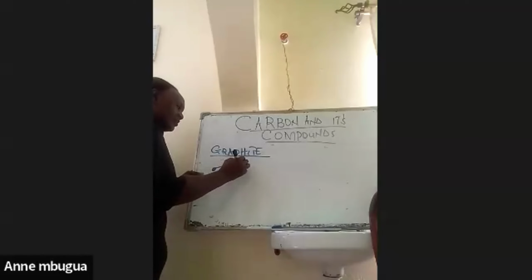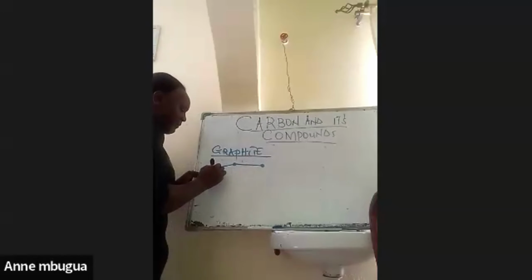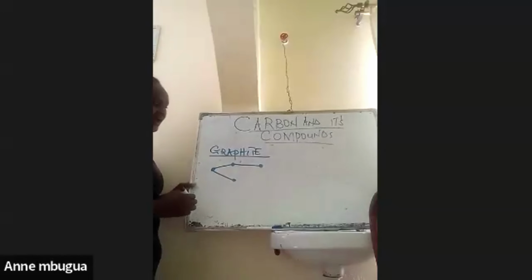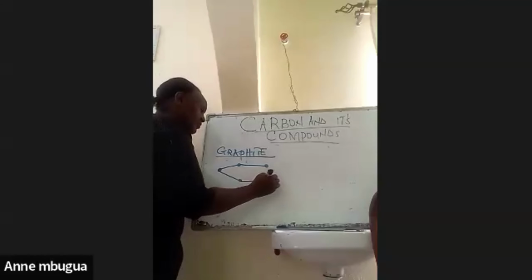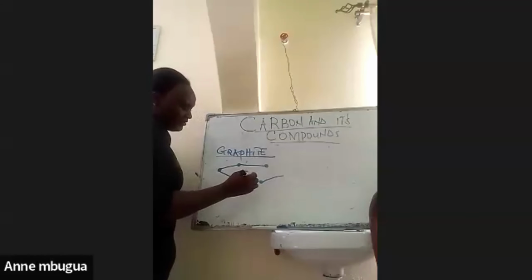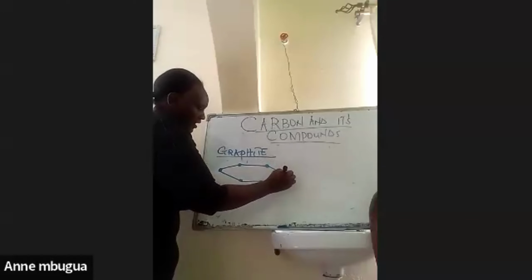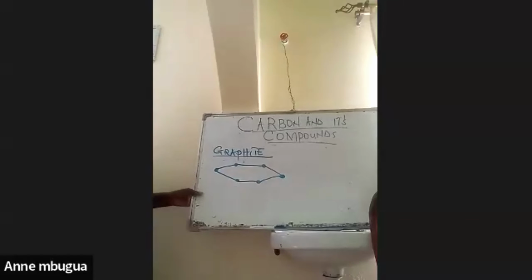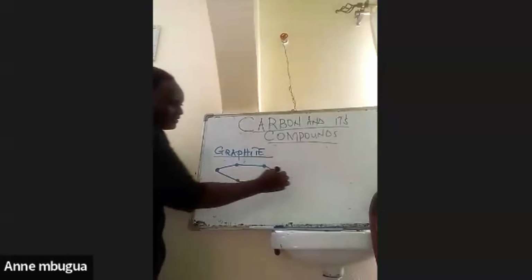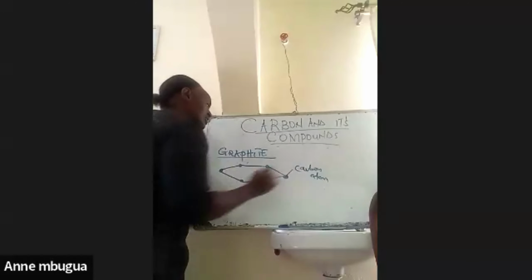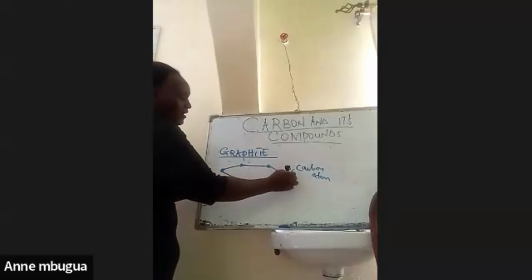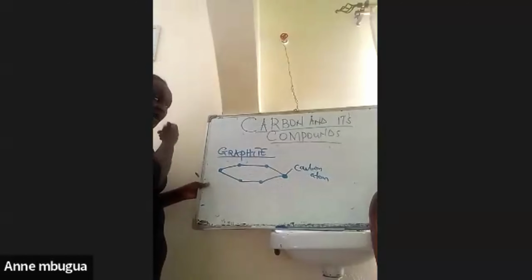And you're saying it is made up of hexagonally arranged carbon atoms. This is what you mean when you talk of hexagonally arranged carbon atoms. The shaded circle here represents a carbon atom.